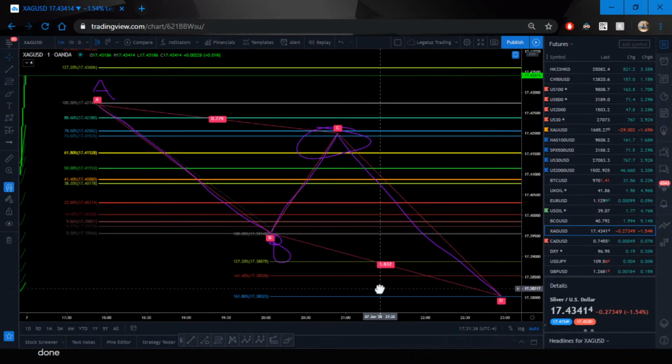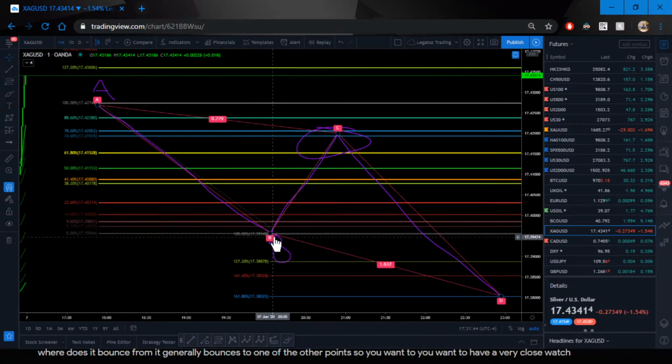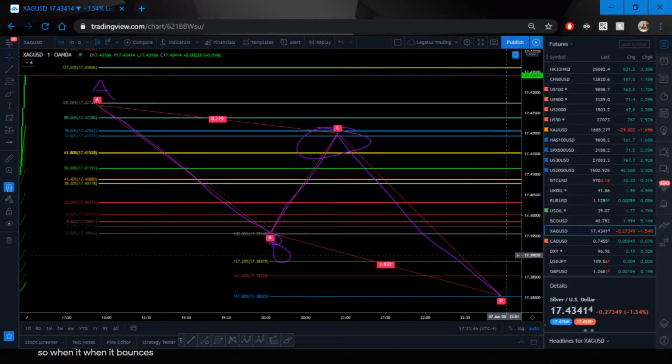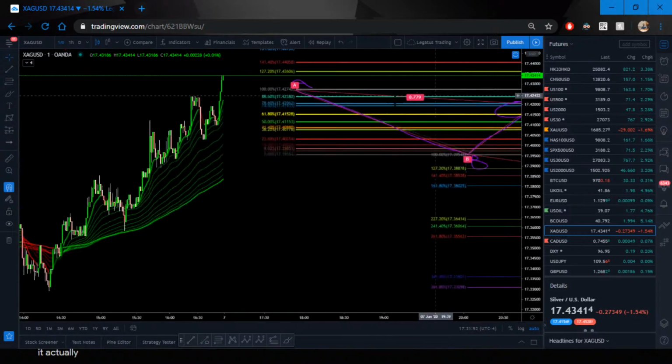And then where does it bounce from? It generally bounces to one of the other points. So you want to have a very close watch on the B point. When it bounces from the D to the B point, generally speaking, it's met with very heavy selling pressure. But then we can see that it actually bounces to the C point.